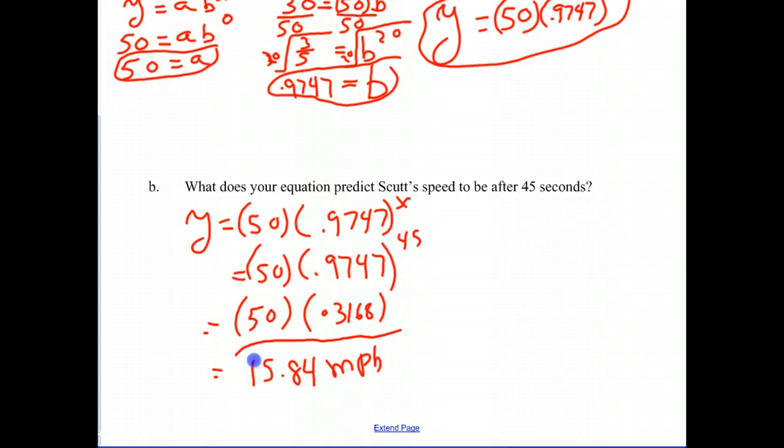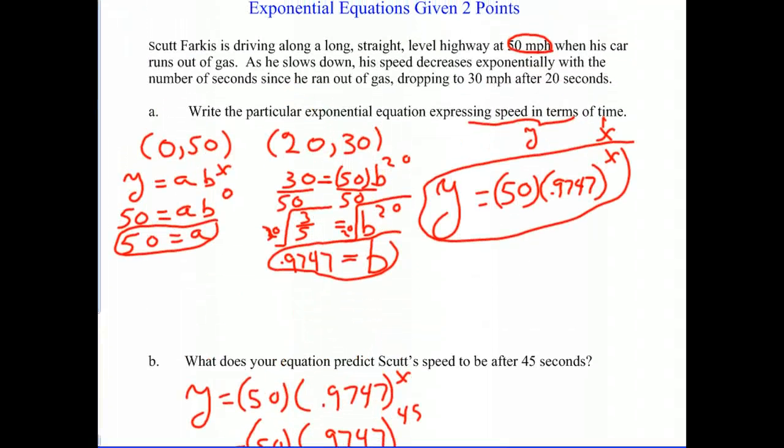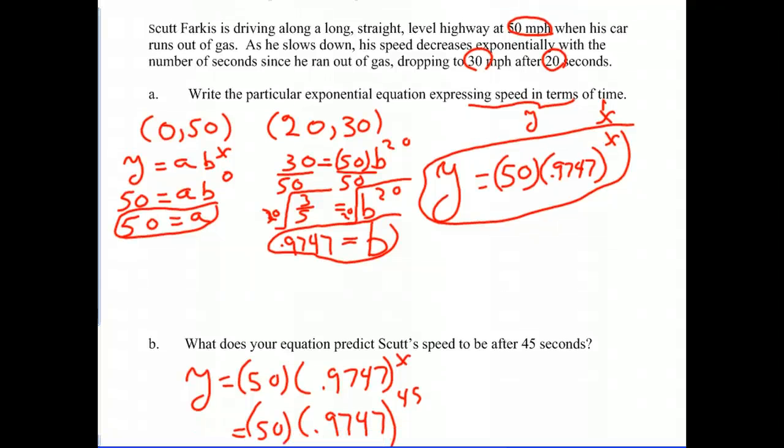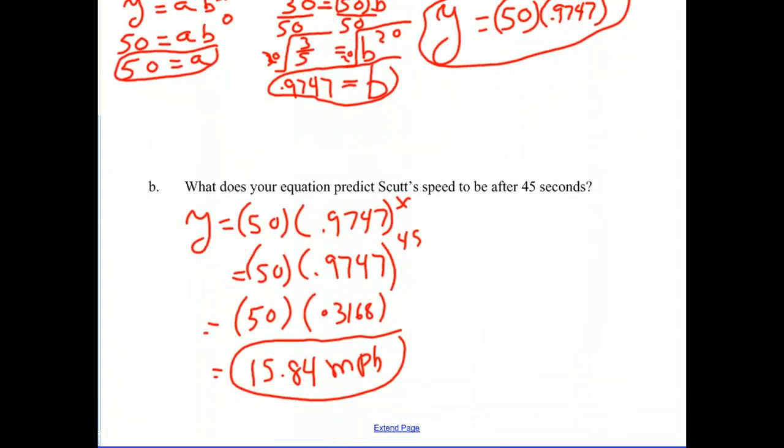And there's our answer. So once again, just to review this kind of problem, let's go back to the beginning. You're given a modeling problem. You need to find 2 sets of points if this is an exponential function. In our case, we found 50 and 0, since at time 0, the car was going 50 miles per hour, and then at 20 seconds, the car was going 30 miles per hour. So that was our second set of points. We do our normal way of finding the exponential function given 2 sets of points. And once we do that, we can simply substitute a value for x, in this case 45 seconds, and we could get the y value, which is Scott's speed at that amount of time.